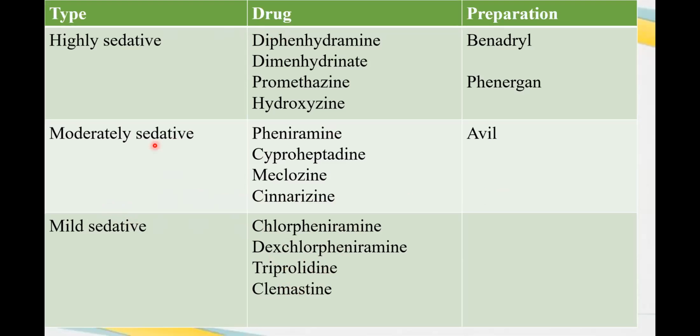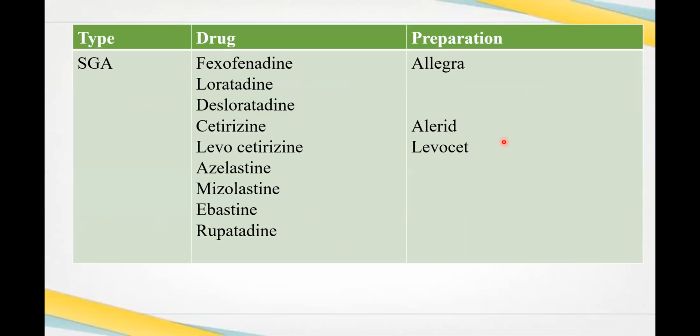First generation antihistamine drugs, that is the older one. So it was highly sedative. They are all sedative drugs. And the second, SGA, means second generation antihistamine. Many drugs are there: fexofenadine, loratadine, desloratadine, cetirizine, levocetirizine, azelastine, mizolastine, ebastine, rupatadine.